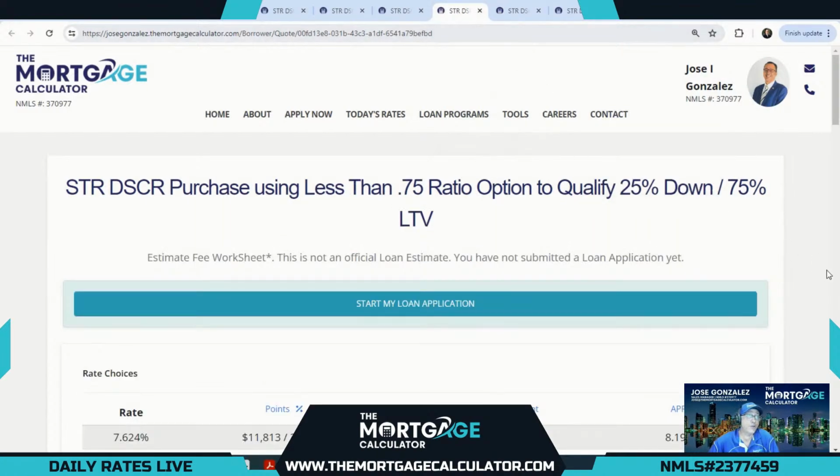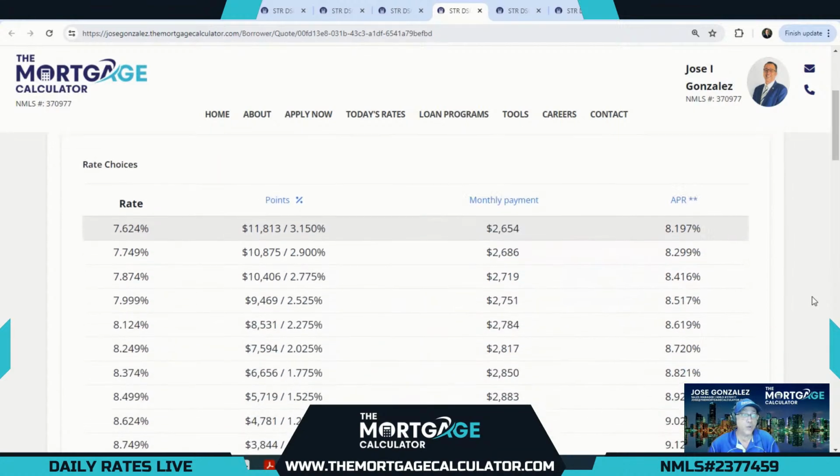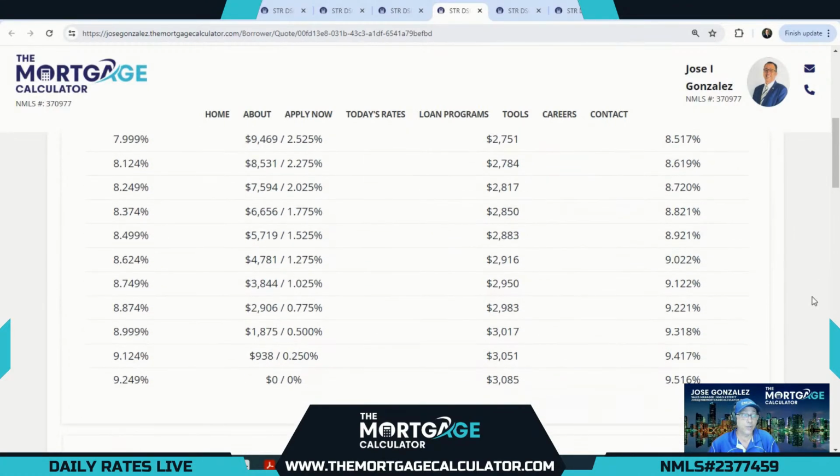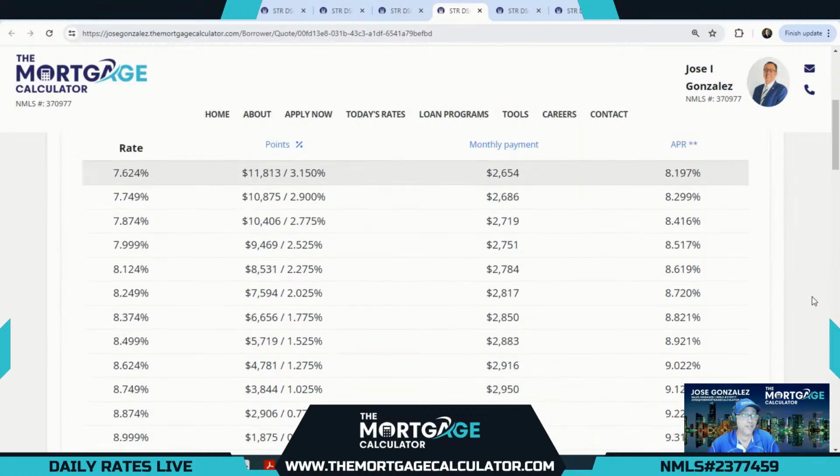And now for our no ratio, less than 0.75. This one's really not cash flowing, close to 1.0, but still with only 25% down, we will fund that loan. 9.249 is at par, lowest cost option. 7.624 at a cost of 3.15 is our lowest rate option.